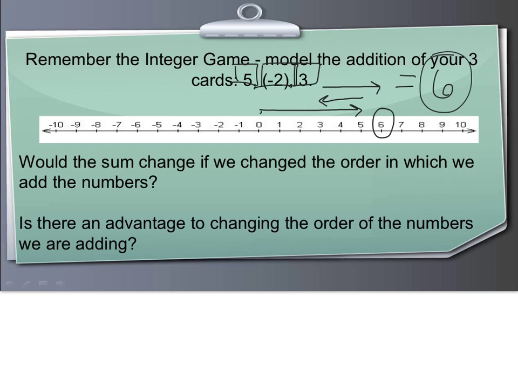Now earlier we found that the sum would not change if we changed the order in which we added the numbers, based on the commutative property that says I can add in any order. I'm not sure there's an advantage to changing the order of the numbers we're adding. Some people like to add all their positives first, so you would add 5 plus 3, you'd get up to 8, and then you'd back it up 2. But that's totally a personal preference.